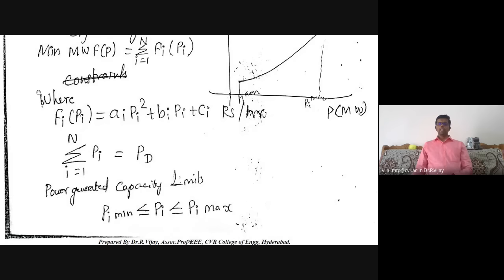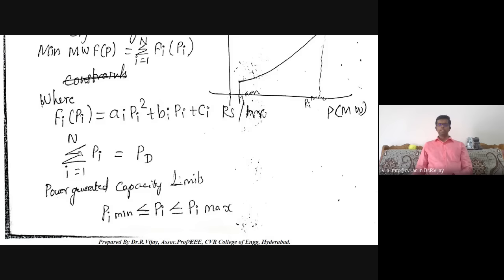Next, what are the constraints? As I said, there are two constraints. One is the power balance constraint. The power balance constraint is nothing but this: whatever power is generated, P_Gi, summed over i equal to 1 to n generating units, is equal to the demand, P_D.